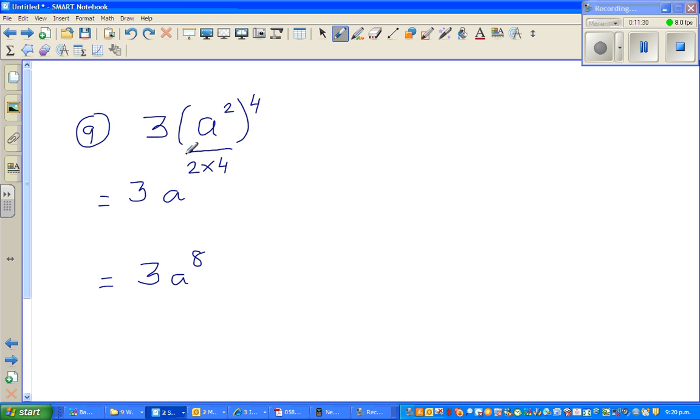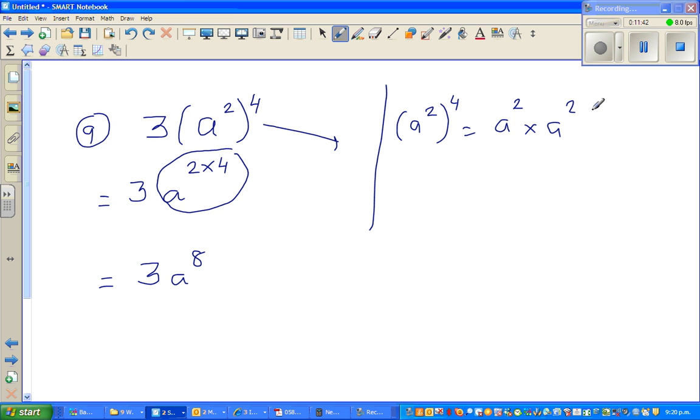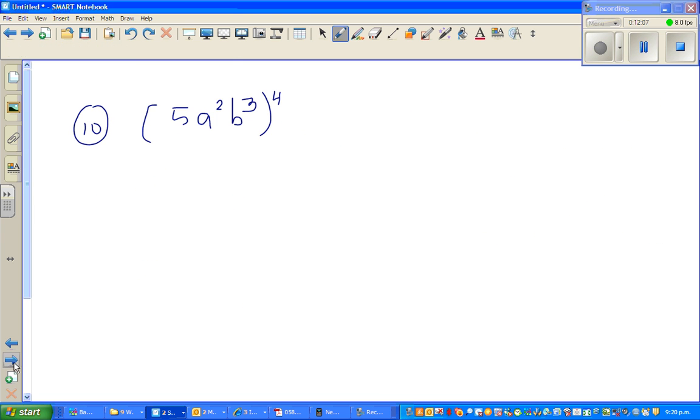Now, why did I do this? I'll explain this here. A squared to the power 4 means this is a squared times a squared times a squared times a squared. Now, we saw when you're multiplying powers with the same base, you add the exponents. So that's 2 plus 2 plus 2 plus 2. So you got 4 lots of 2. So that is 4 times 2 or 2 times 4, whichever way you write, that is 8. Okay, so yeah, let me do this question.